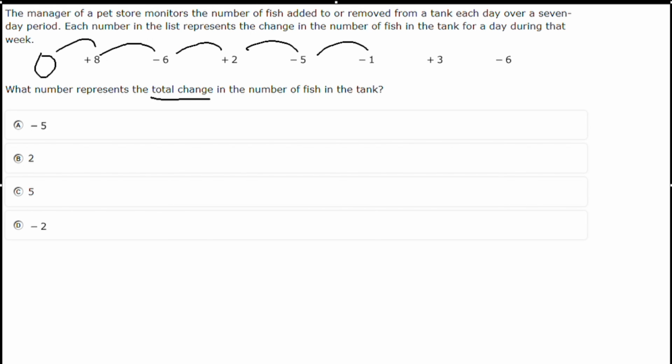They lost some fish again. Negative 1 minus 1 is negative 2. They gained some fish. Negative 2 plus 3 is plus 1. All right, so negative 2 plus 3, we have positive 1. Then on the last day, they get to minus 6. So 1 minus 6 is minus 5. All right, so the total change is going to be A, minus 5.